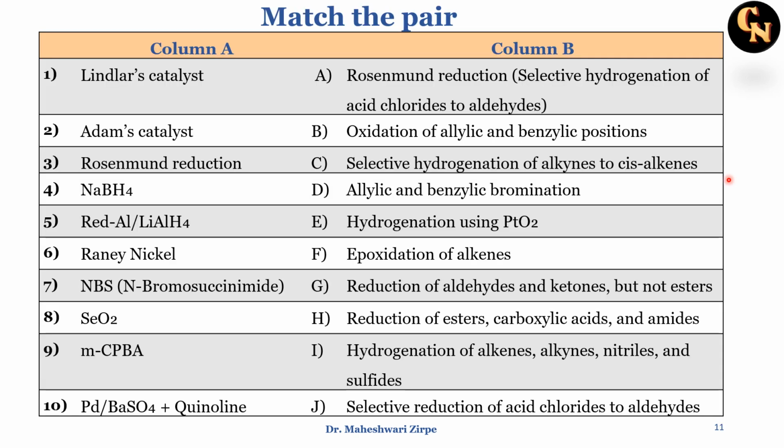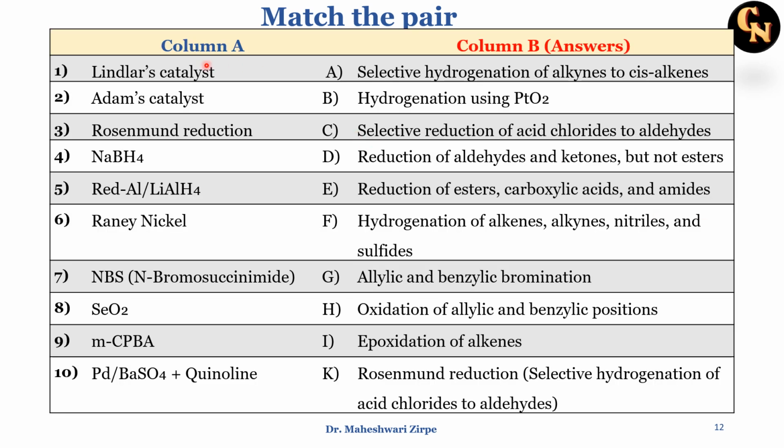Now the next one is match the pairs. You can see there are reagents and catalysts given on one side, and the uses are given on the other side. Let us see the answers directly. If you want, you can pause this slide and try to match the pairs. Let us go to the next one, that is the answers of match the pairs. So Lindlar catalyst is used for selective hydrogenation of alkynes to cis alkenes. Students, please remember it is cis alkenes, and Lindlar's catalyst does selective hydrogenation.